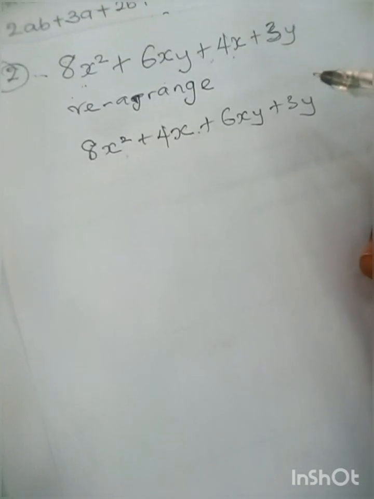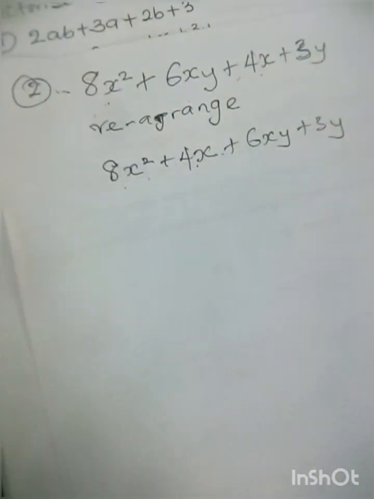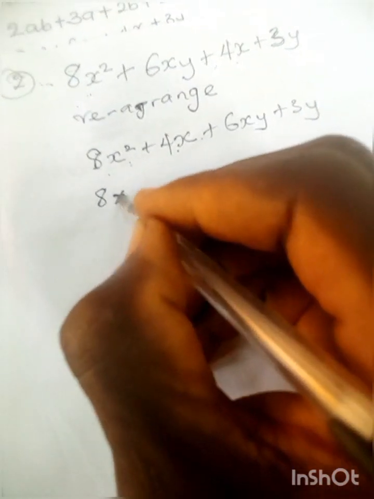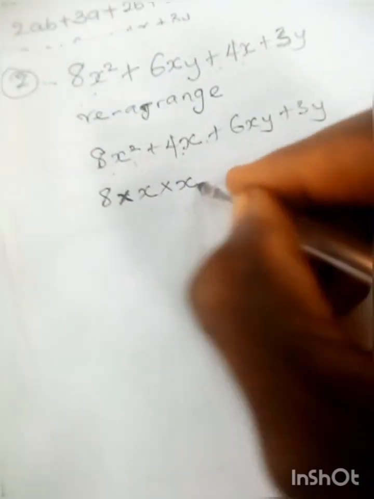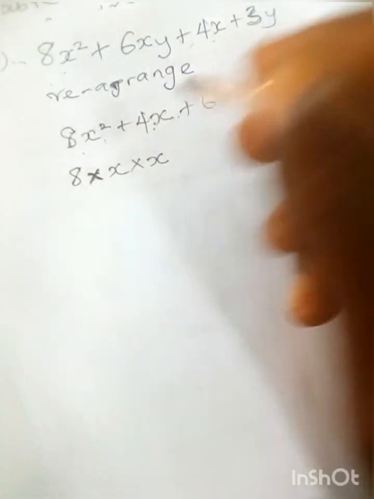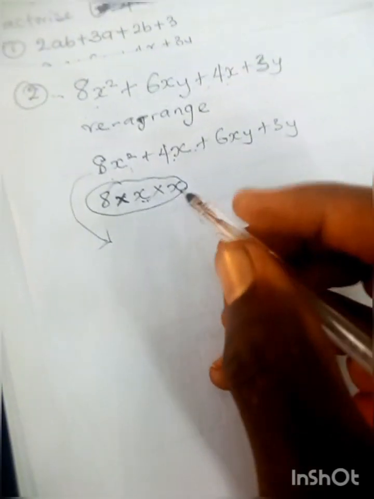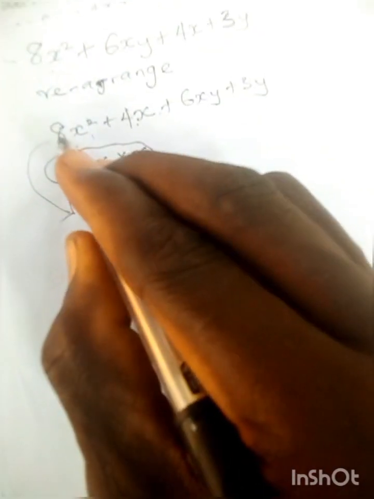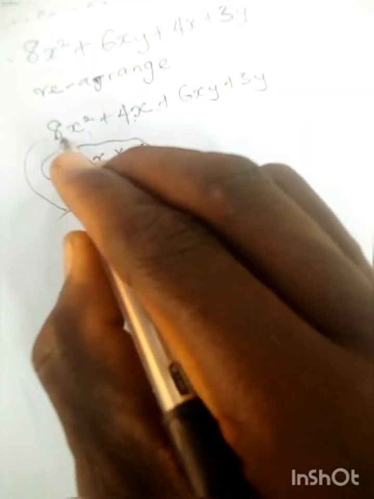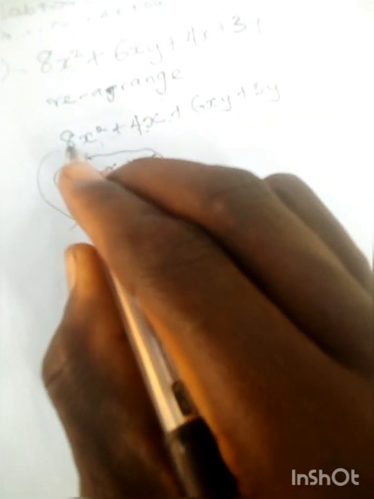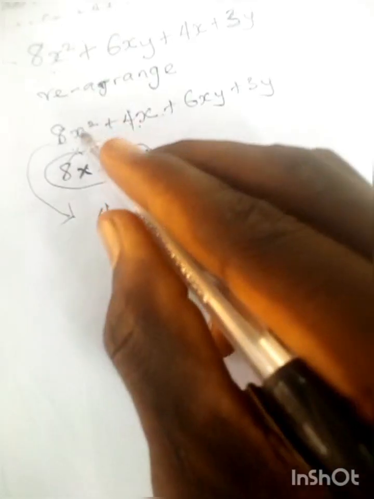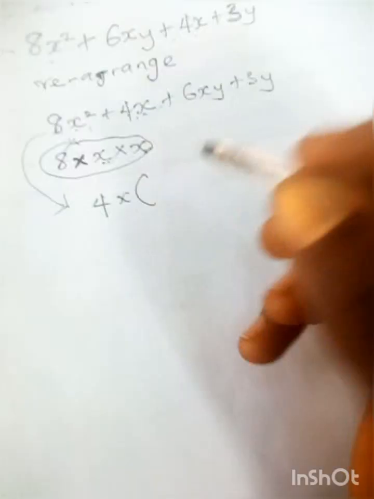So what's common there? Here and here, what is common? Now 8x squared means 8 times x times x. That is the meaning of 8x squared. So we have 2x there. So what's common again? We have 8 and 4. What's common between 8 and 4? 4 is common. 4 is a factor of 4 and also a factor of 8. So bring out that 4. Then x and x are common. We'll bring out x.